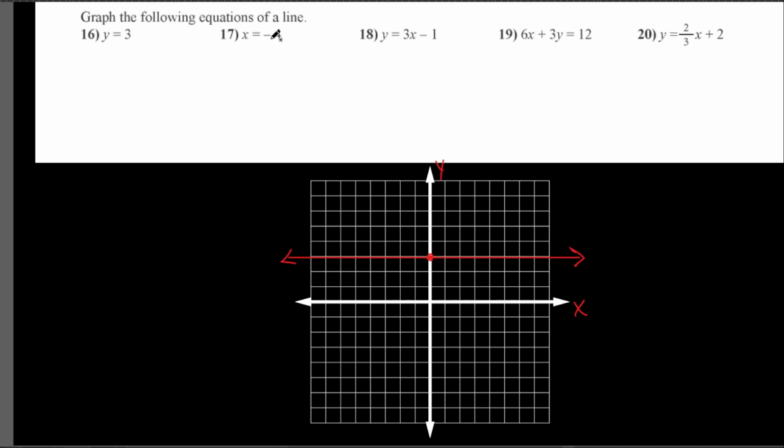Let's do another one. x equals negative 4. So this time, we're not going to go on the y-axis. Where are we going to go? On the x-axis, where? To negative 4. 1, 2, 3, 4. Put a dot right here, or a point right there.